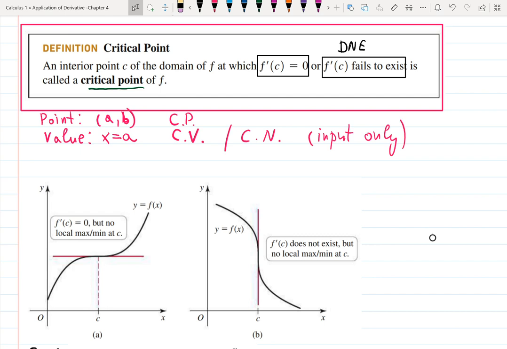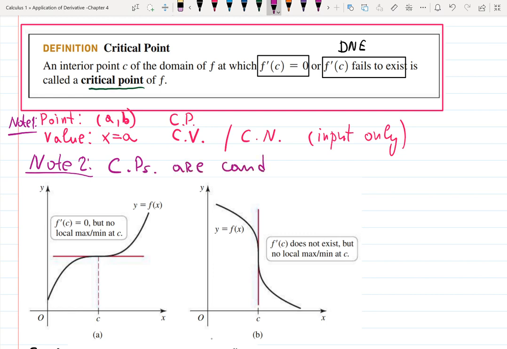That means I need to write down an important phrase, note. I would say this was note 1, but it's just an annotation. Note 2 is actually very important. Note 2 tells me that we call these critical points, CPs, candidates. That's it. That's the important point.